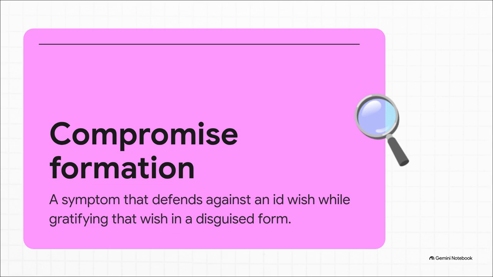Take an accountant who acts overly obsequious toward a boss he secretly, intensely resents. His extreme politeness acts as a defense against his wish to attack. But at the exact same time, his irritatingly sycophantic behavior suddenly punishes the boss anyway. It grants him a disguised, aggressive gratification. That is compromise formation in action.